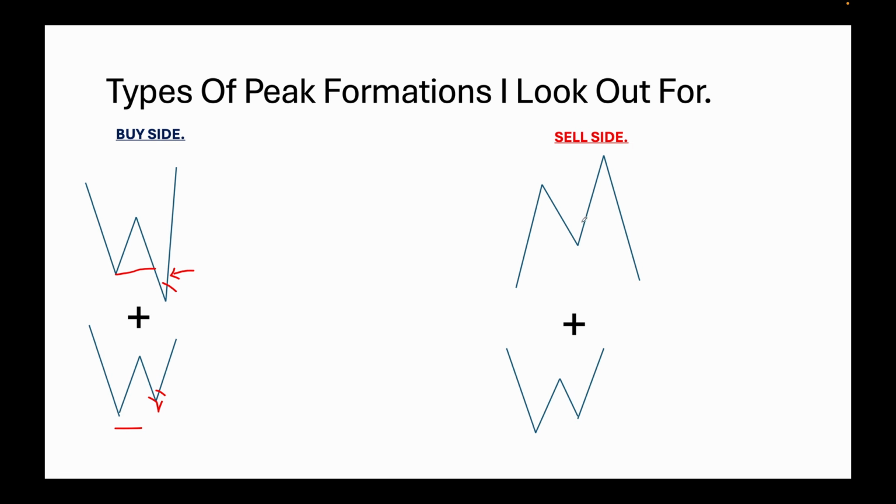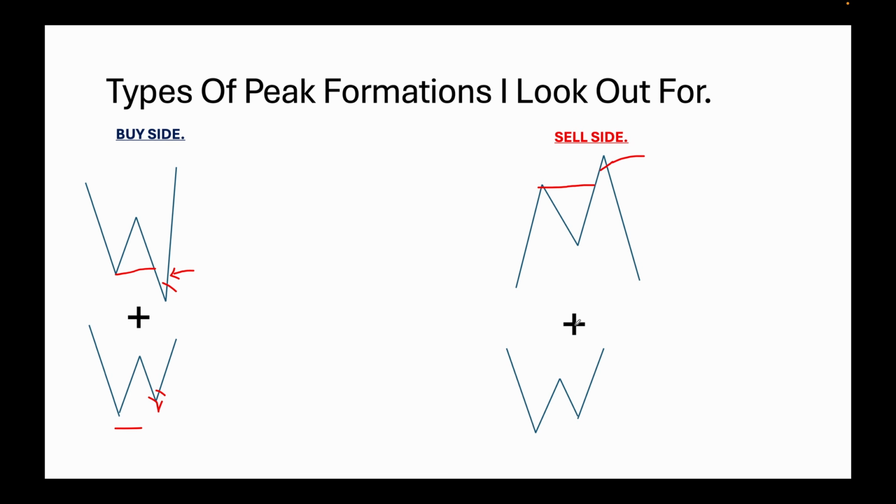And for the sell side, same thing, but just turned over the other way. I look for M formations, and the first type of M formation that I look out for is when the second leg is higher than the first. And this, as I said, is a clear hit of stop losses. So this is the point where we would love to enter the market, right?